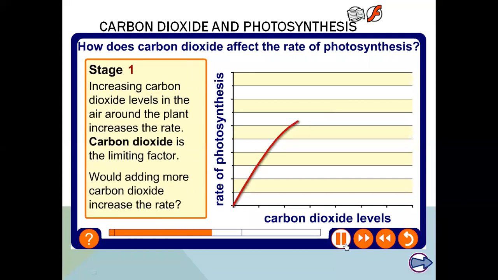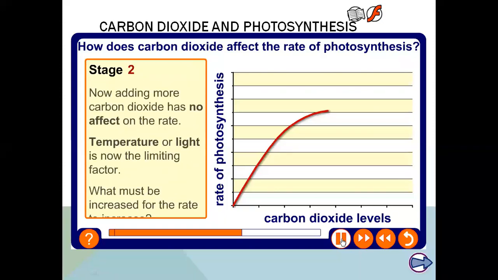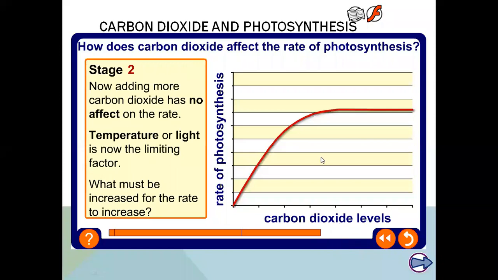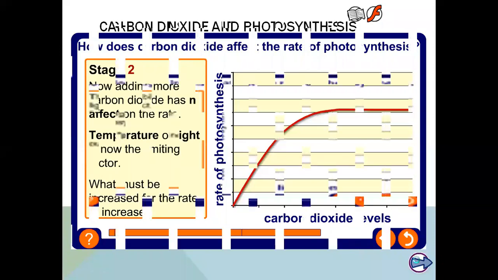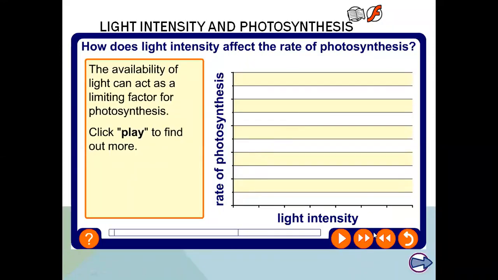In step one, as carbon dioxide increases, the rate of photosynthesis is high. Now it levels off, right? I just want to tell you what the limiting factors are. I'm explaining that point to you, and what the effect of that is. Now this is finished.